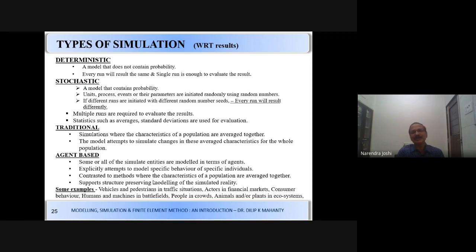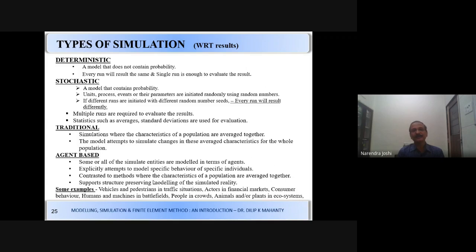Some of the examples, the last point I'll touch: vehicles and pedestrian traffic situations. Most of us may not be aware that in big cities these are very important aspects. In cities like Bombay or New York, the vehicle movement will be made in such a way, the simulation will be done in such a way, that minimum time is spent by people traveling from point 1 to point 2.